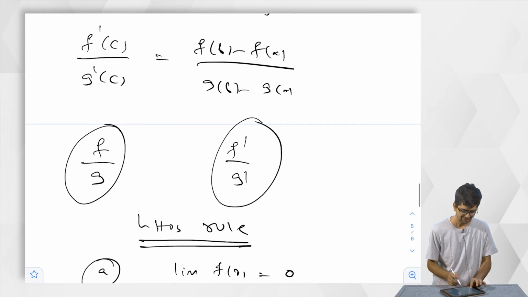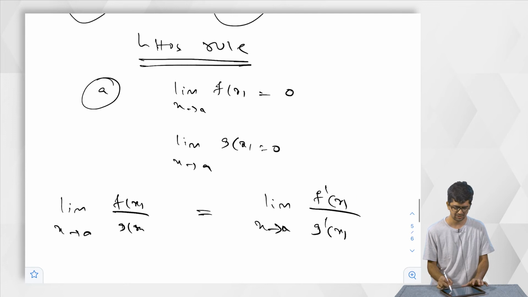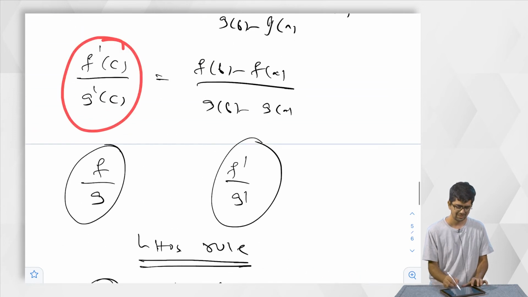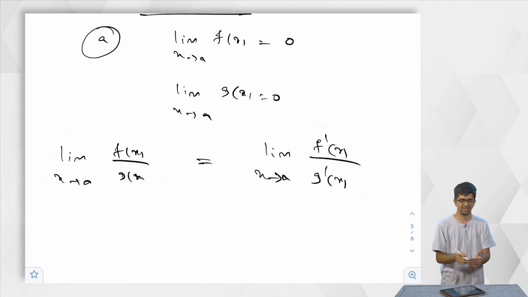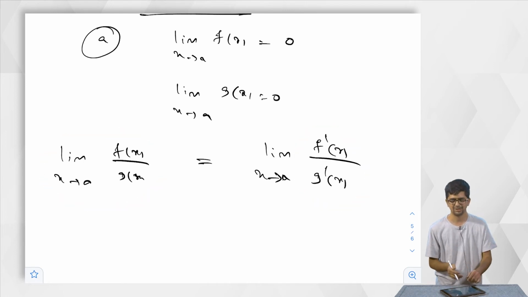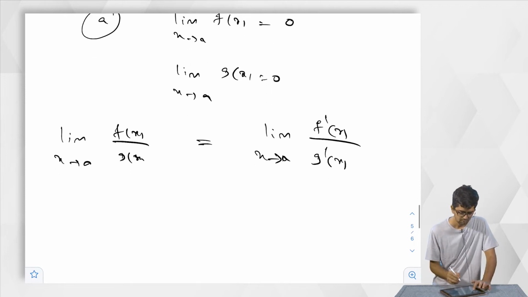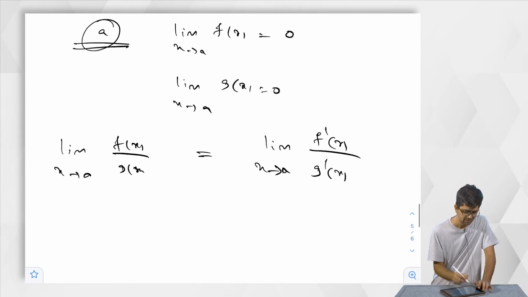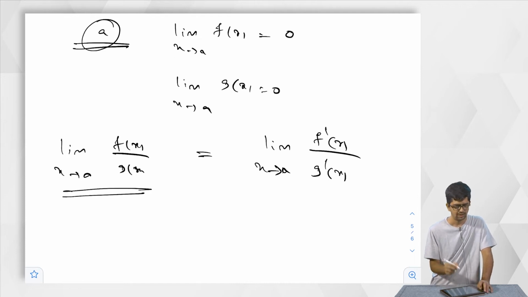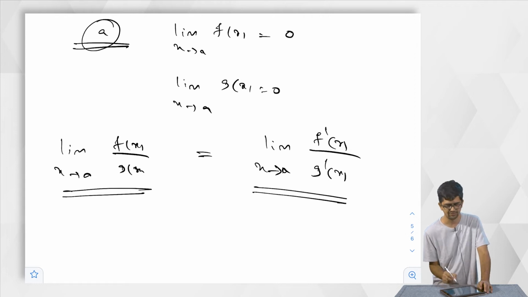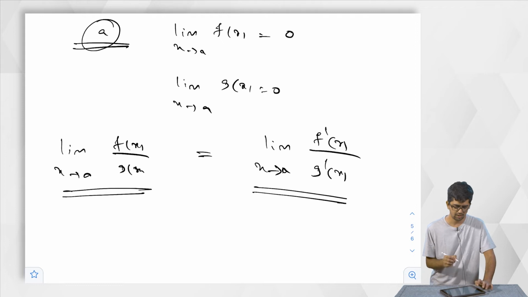See, observe that there is a relation between f dash c by g dash c. That's what we have on here, and there is some difference here. It's not very straightforward. How do I even start that? But let us start somewhere and then proceed further. Now, at this a, we are trying to look at this limit. We are assuming that the limit exists already. Now what?